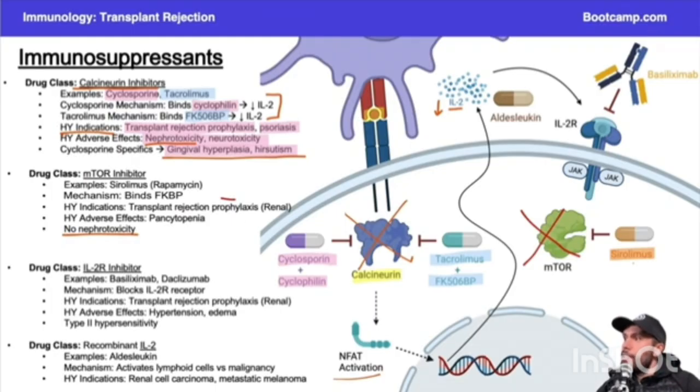And again, it's classically used for renal transplant prophylaxis, and the high yield adverse effect here is pancytopenia. The really important thing is that there's no nephrotoxicity, right? So when we're using sirolimus, we're not usually talking about direct damage to the kidney. So that's going to be very different from the calcineurin inhibitor. So that's particularly high yield. One big thing to distinguish these two that you want to remember.